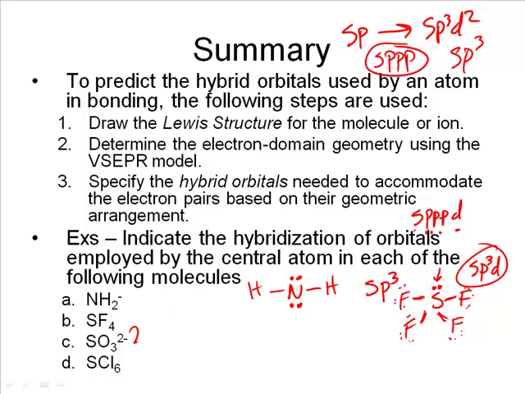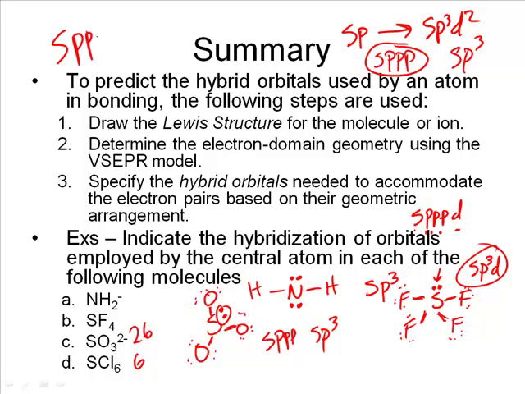SO3 2 minus would have 26 electrons. So here's our 24. We've got 2 left over. That makes 26. S, p, p, p means sp3. And then our last one, SCl6, would have 6 bonds, no non-bonding pairs, so it'd be s, p, p, p, d, d, 6 domains, sp3d2. Okay, so there's our answers there.